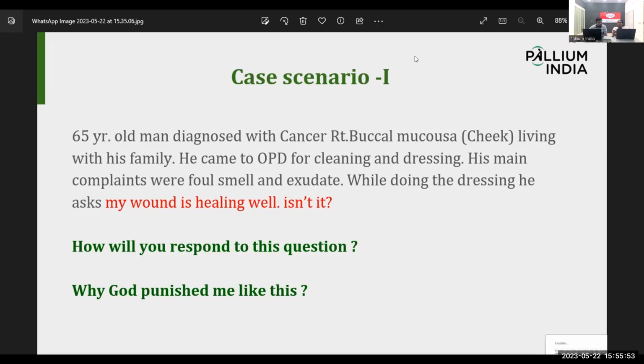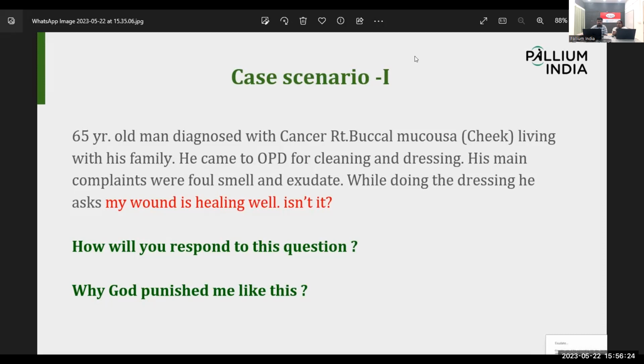So this is the case scenario. I hope all of you understand the patient scenario well. You are the nurse, just imagine you are doing the dressing. The patient asks you, my wound is healing well, isn't it? Now we understand that this kind of wound is not at all cured. This is a non-healing ulcer.